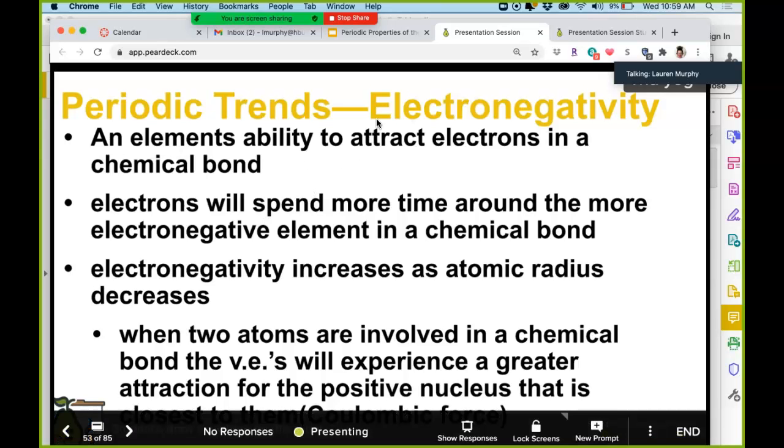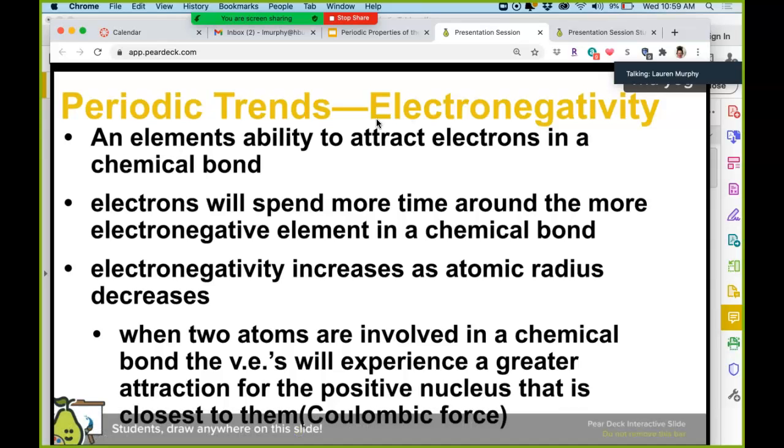All right, so electronegativity is an element's ability to attract electrons. So it's the attraction to electrons in a chemical bond. Electrons will spend more time around the element that is more attracted to the electrons. And the smaller an atom gets, the more electronegative it gets, because the electrons can get closer to the nucleus. If electrons can get closer to the nucleus, that atom will experience a greater Coulombic force. So again, electronegativity is how attracted an atom is to the electrons within a chemical bond.